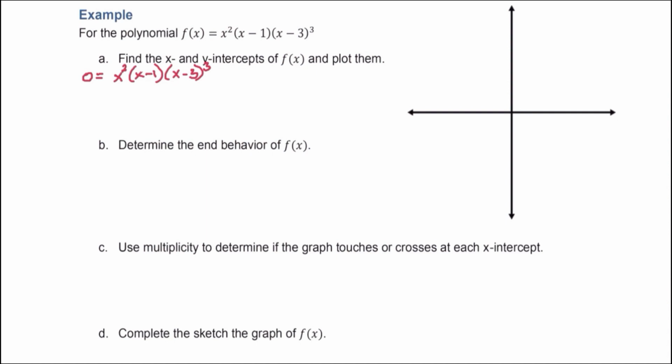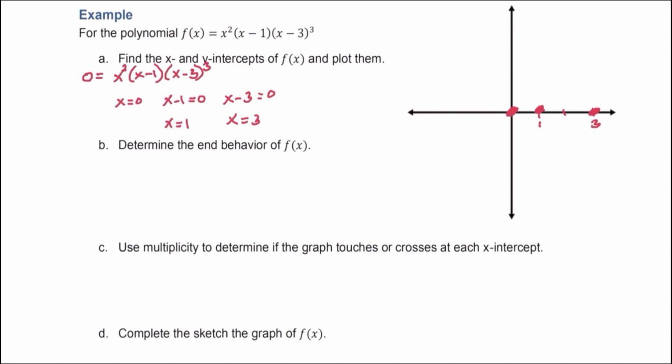Notice that it's in factored form, so we can set each factor equal to 0. X equals 0, x minus 1 equals 0, and x minus 3 equals 0. Solving those equations, x is 0, x is 1, and x is 3. So we have our x-intercepts, 0, 1, and 3.